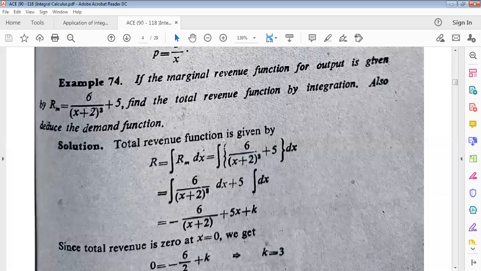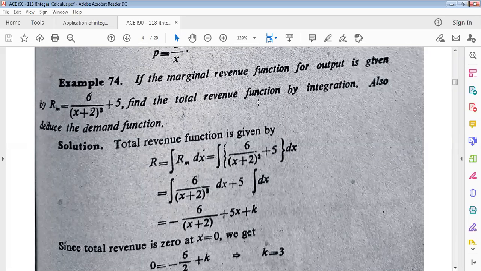Now we try to understand this example. If the marginal revenue function for output is given by Rm, M for marginal, marginal revenue equals 6 divided by (X plus 2) whole square plus 5. Find the total revenue function by integration. We have to apply integral calculus to find the total revenue. Also deduce the demand function. That means you have to find the value of P, the price. Demand function means actually P.